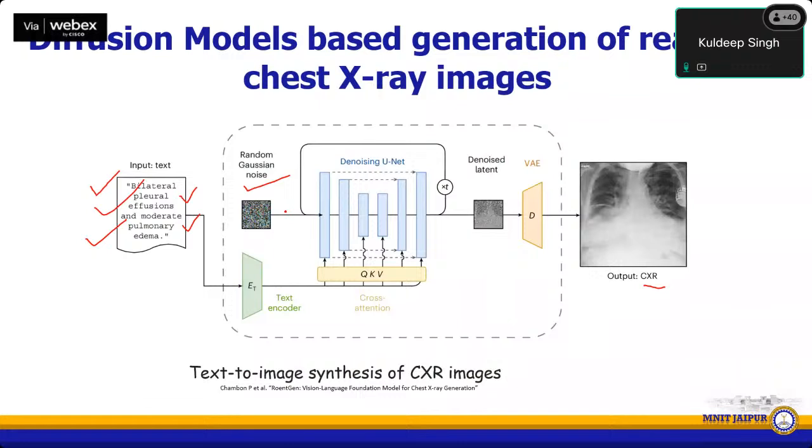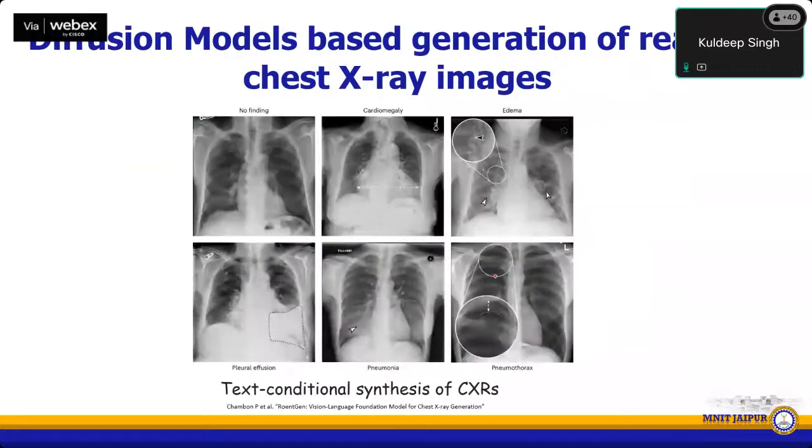Since we have studied that the diffusion model takes a pure noisy image as an input, and then this model learns a denoising model to get a novel image. In this particular example, they have used a variational autoencoder as well for generation of the chest X-ray image. These are some of the examples: diffusion model-based generation of realistic chest X-ray images, with different kinds of abnormalities.